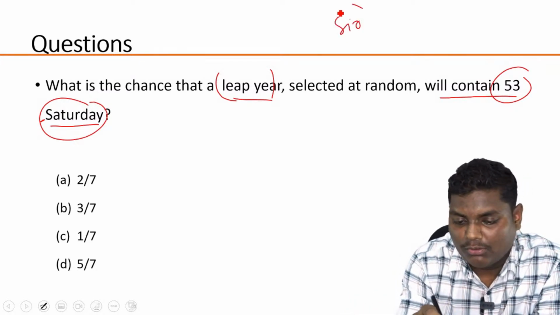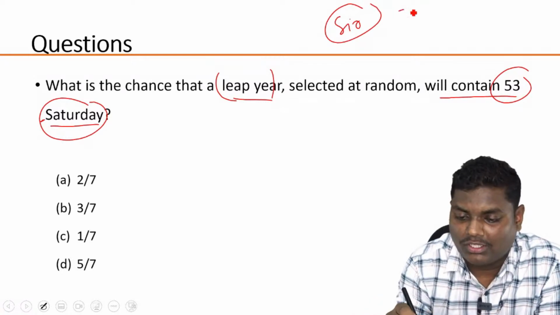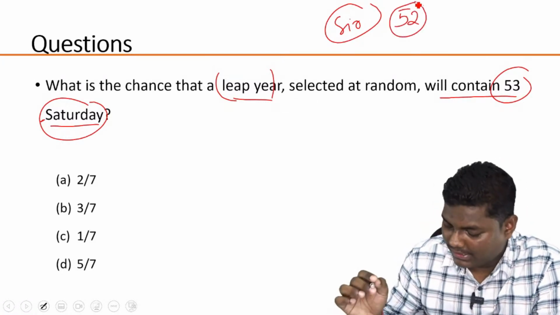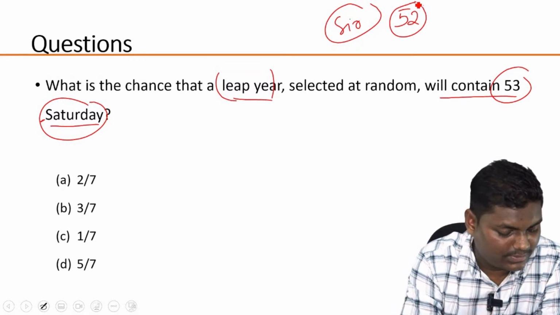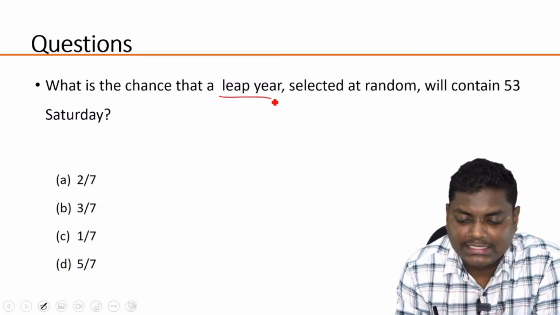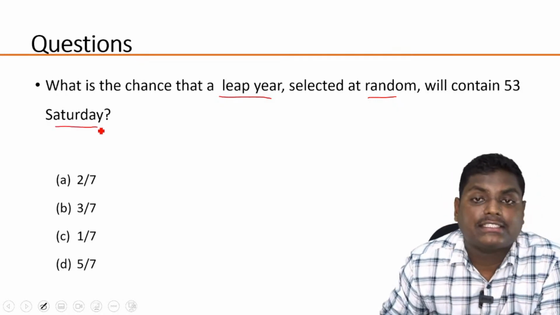Subra, you can try it out. You can try with the dates and check it. But the concept remains the same. So coming to this question, what is the chance that a leap year selected at random will contain 53 Saturdays? Great.